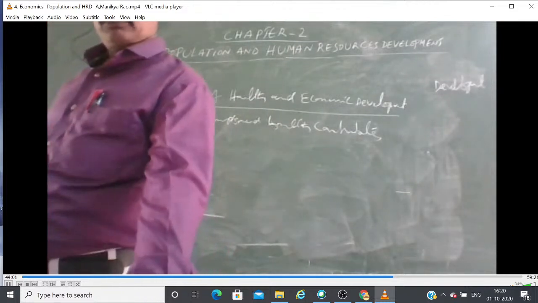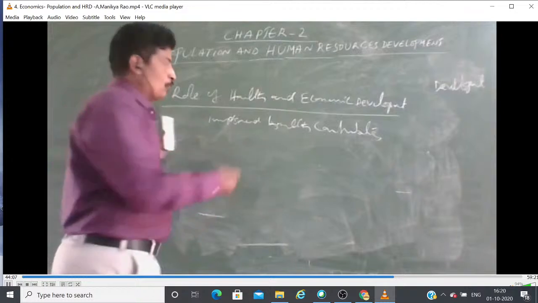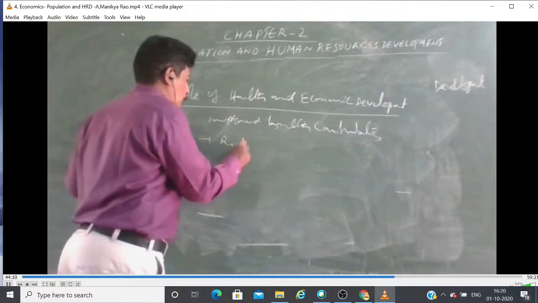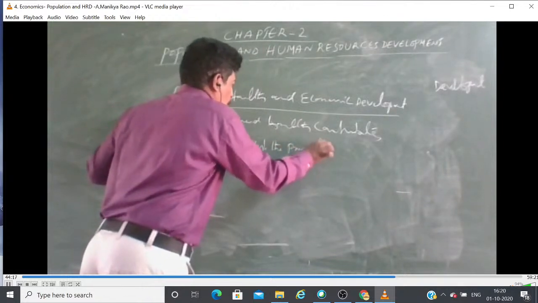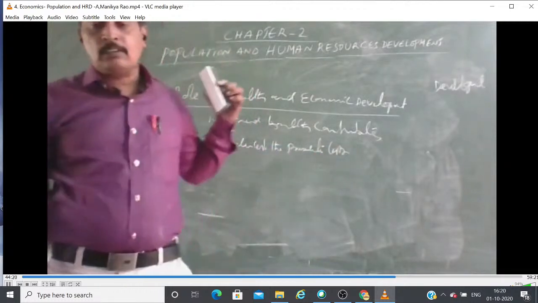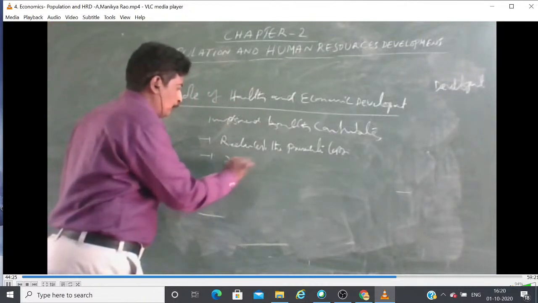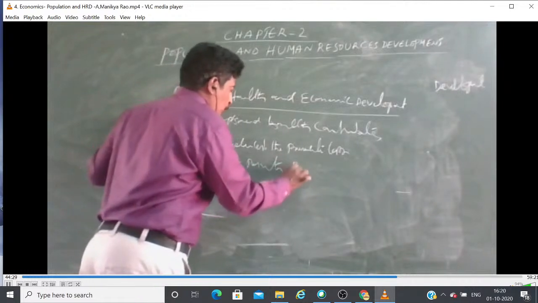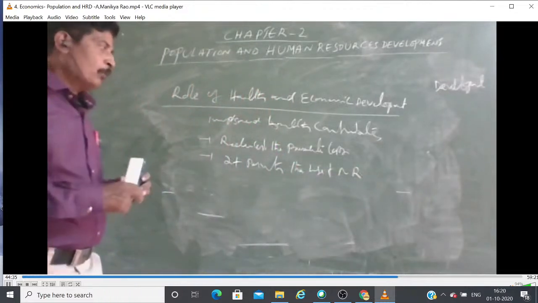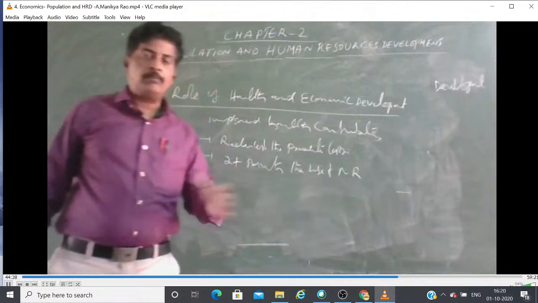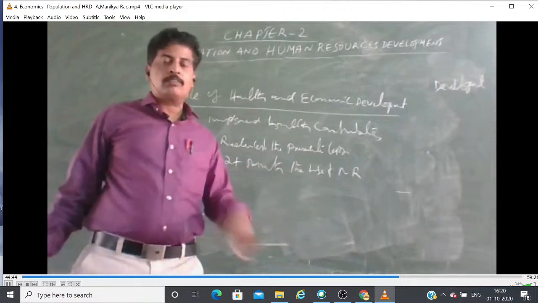It reduces the production losses. If a person becomes healthy, it reduces the production losses. Second, it permits the use of natural resources fully. The available natural resources can be completely utilized. It permits the use of natural resources fully.